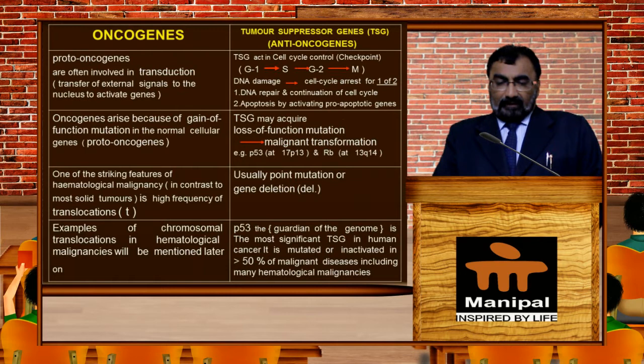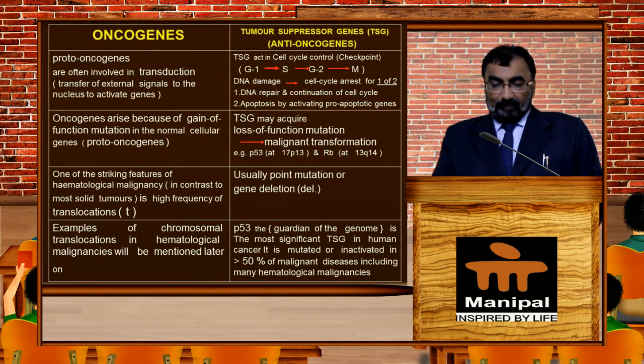And in the same picture, if you see, there are certain chromosomal abnormalities, like P53, which has been recognized as the guardian of the genome. Mutation in this particular gene has been identified in about 50% of malignancies.